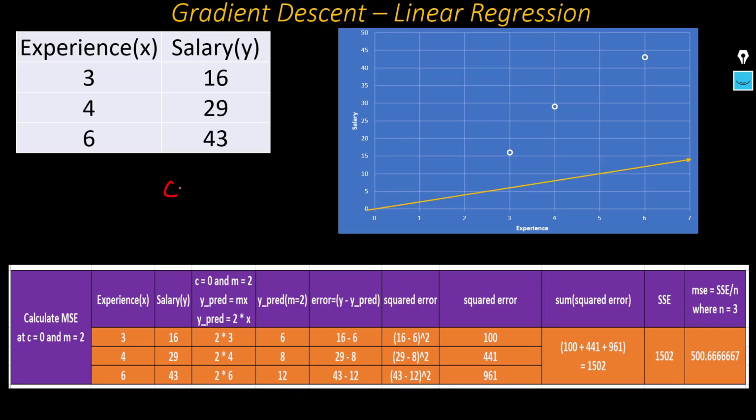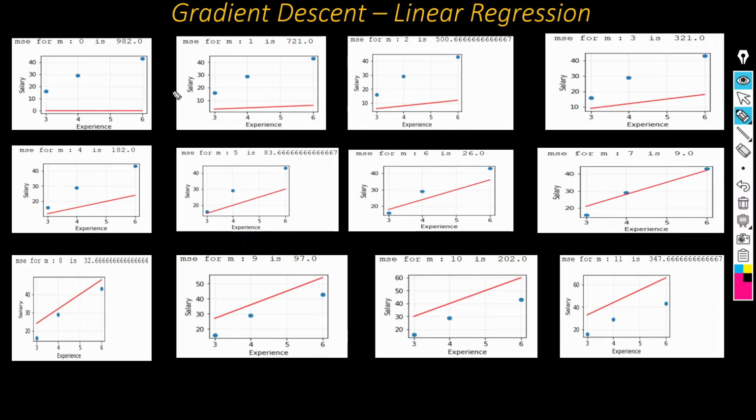So this way we will use c is equal to 0, and we will use different m values, and we will calculate the mean squared errors. So we get this particular output. If you see, m is equal to 0, I am getting this error. M is equal to 1, I am getting this. M is equal to 2, I am getting this. 3, this. So this way we can calculate the different errors at the corresponding m value.